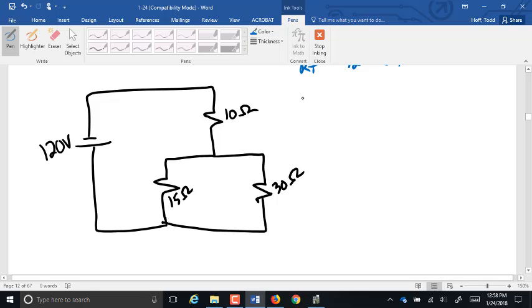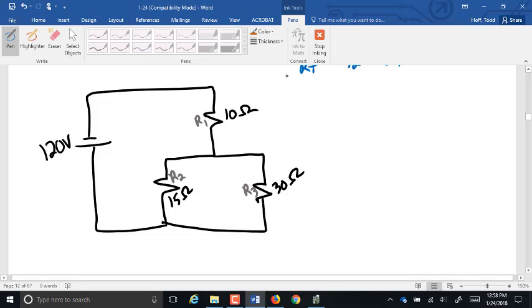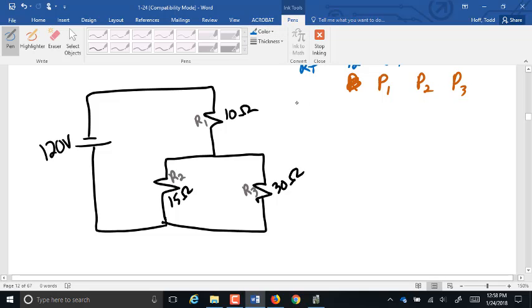Let's give you all the resistances first. I'm going to call this R1, R2, and R3. I want to know the power drop across each resistor: P1, P2, P3. First step, let's find the total resistance.